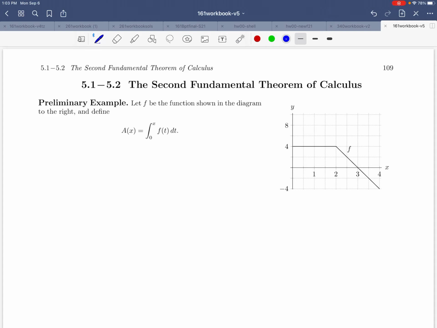Hello everybody, and welcome to the beginning of sections 5.1 and 5.2 in the workbook. We are looking at page 109, and the topic is the second fundamental theorem of calculus. The best way to introduce this topic is just to start with an example.